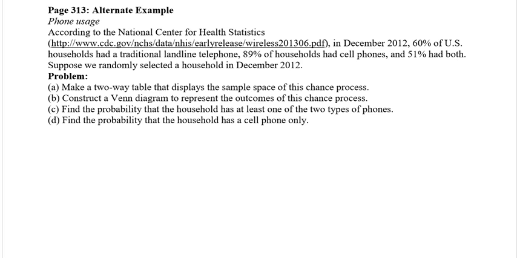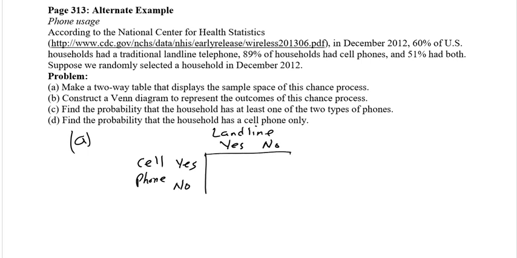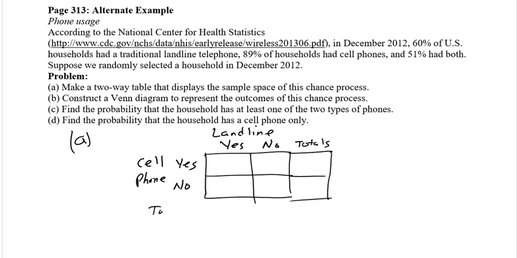So I'm going to have landline and I'm going to have cell phone. Now it doesn't matter, you could put landline on the rows, and it doesn't matter, either yes or no they have a landline and yes or no they have a cell phone. And then I might have some totals and some totals down here.